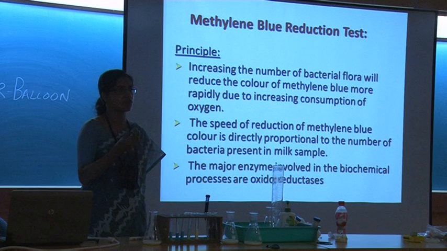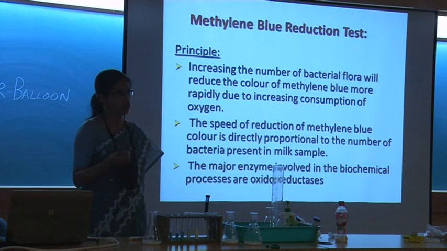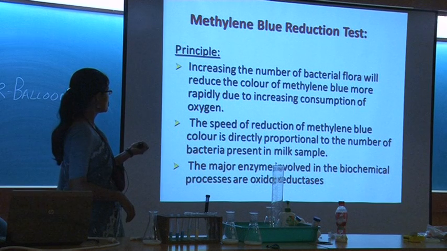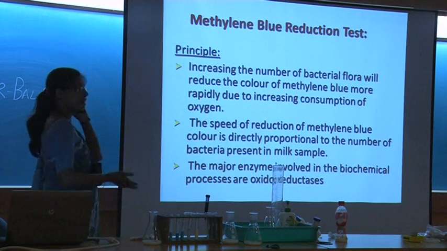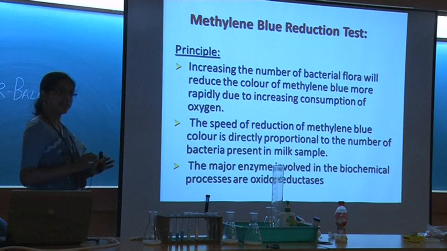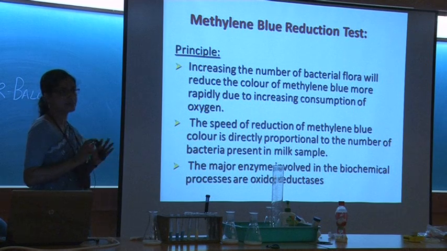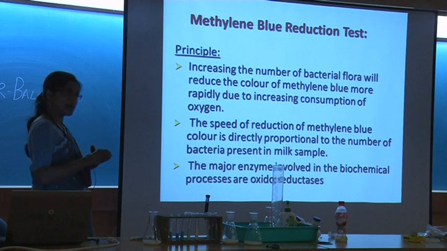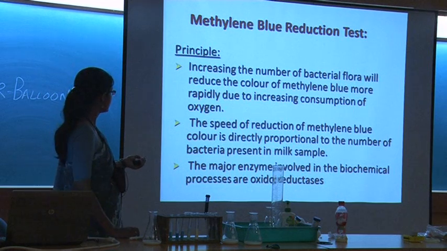Because the microorganisms, for their metabolic processes, need oxygen. They will use up the oxygen. So the oxidizing environment is gone, and the methylene blue dye will be reduced, and in its reduced form it is colorless. So the speed of reduction of methylene blue is directly proportional to the number of bacteria present in the milk sample. The normal microflora present cannot decolorize the methylene blue that you have added in the milk, but if there is contamination and the number is more, that can decolorize the methylene blue.